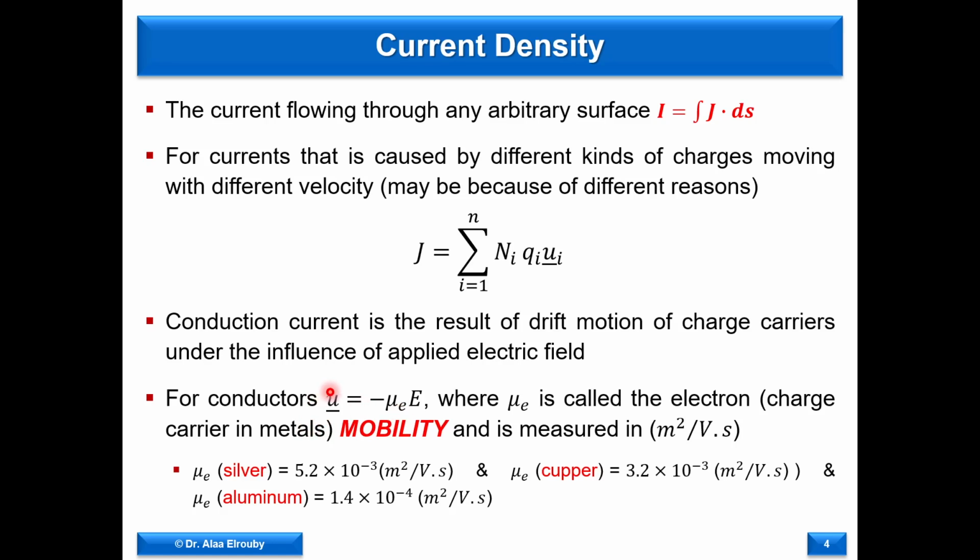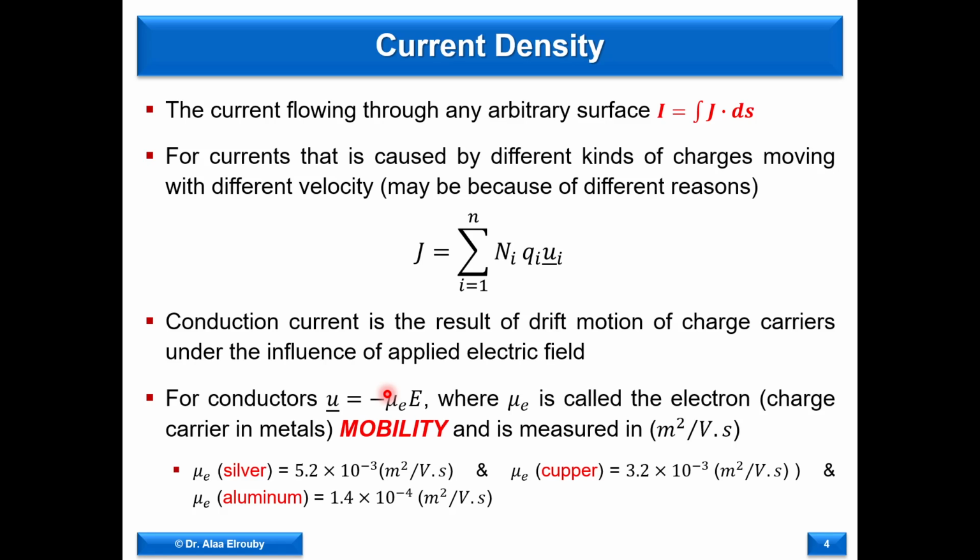So we can say that for conductors, the carriers are electrons, so the velocity is in the opposite direction of the electric field, and the constant of proportionality is the mobility, and this mobility is higher for better conductors. So we now know the velocity of free charge is proportional to the applied electric field by a constant, which is the mobility.